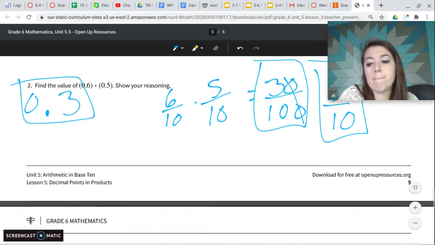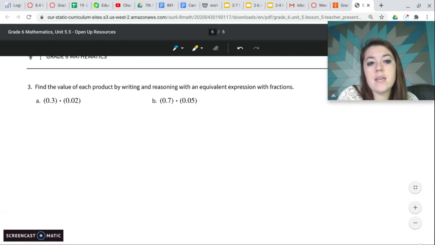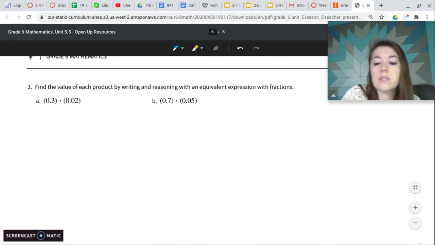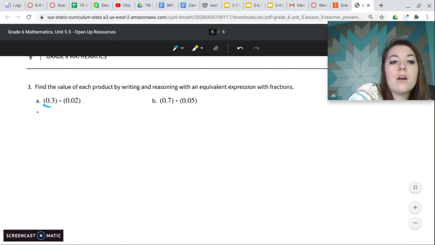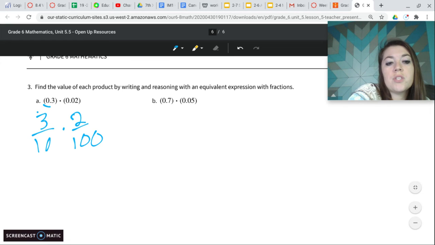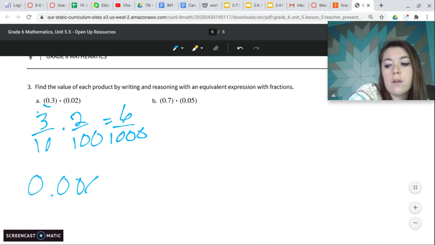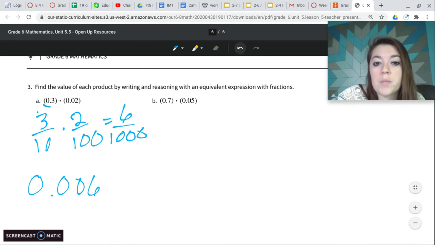Okay? All right. Number 3, find the value of each product by writing and reasoning with an equivalent expression with fractions. So converting these into fractions. Here, we have one place after the decimal, which means we have 3/10 times 2 hundredths. There's 2 places after the decimal, so it's 2 hundredths. So 3 times 2 is 6. 10 times 100 is 1,000. So we have 6 thousandths. So 0.006. That's the thousandths place.